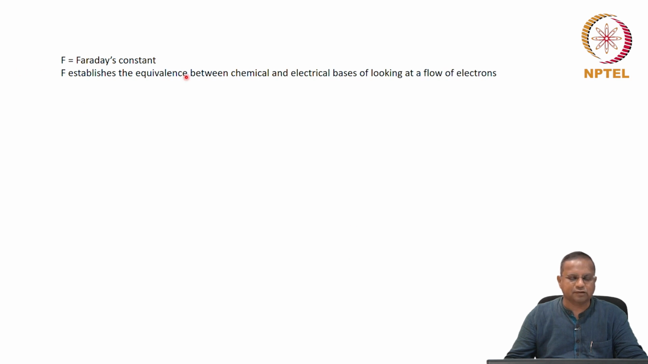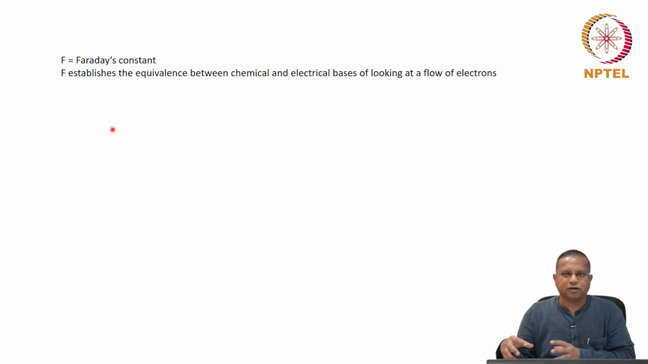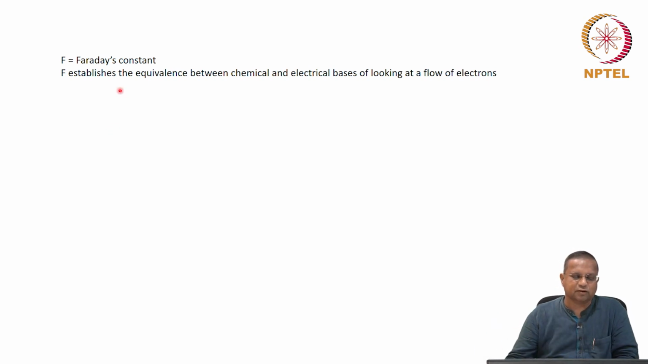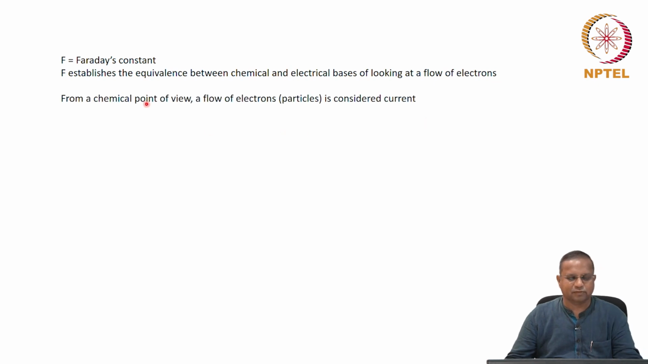So F establishes the equivalence between chemical and electrical basis of looking at a flow of electrons, let us say, because the flow of electrons is typically considered current in the classic electrical concept. And of course, you could also have a chemical view on things, mole and so on and so forth we have brought in. So both of those things go together here. F essentially establishes the equivalence between the chemical and electrical basis of looking at a flow of electrons. Okay, that's it. We will strengthen that as we go along.